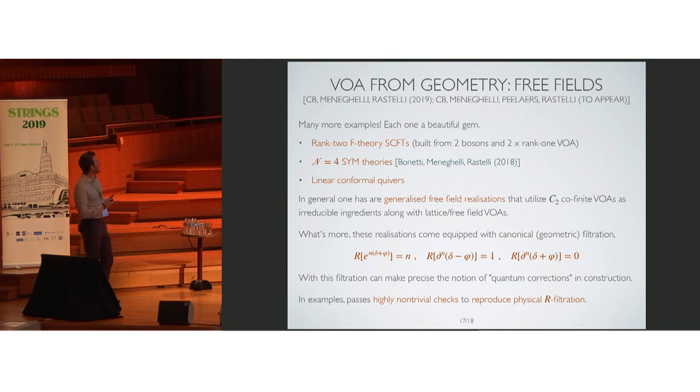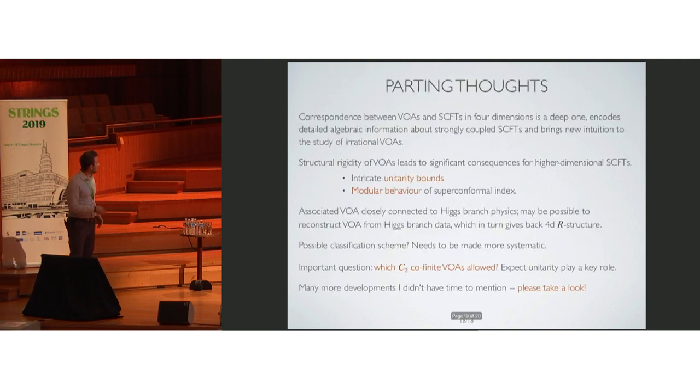So what we've actually found, that's example 0 in what turns out to be a very broad story. So we have many more examples, and each one is a beautiful gem on its own. It's always surprising when these free field realizations work using a very small number of free fields. So we can build the rank 2 F-theory SCFTs, N=4 super Yang-Mills series, linear conformal quivers, a lot of class S constructions. These things all seem to work the same way. And I'll put up the parting thoughts and stop talking.